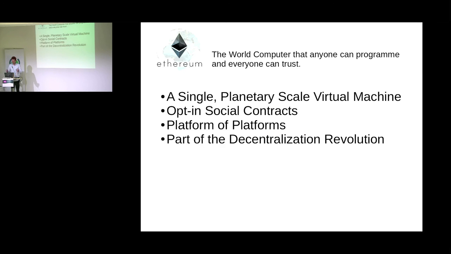So some of the terms, in case they chime with you. I mentioned that Ethereum has many different descriptions. I see it as a platform for opt-in social contracts. That's a phrase that I particularly like, but it's a platform of platforms, and fundamentally it's about allowing this exponential progress of organization to deal with the world of tomorrow.